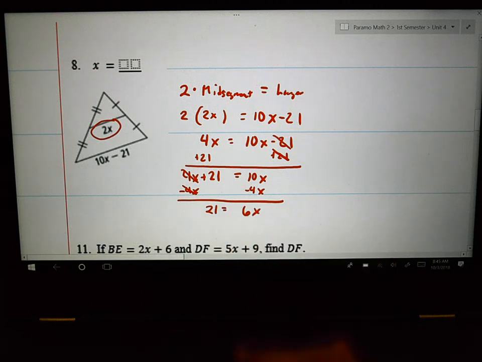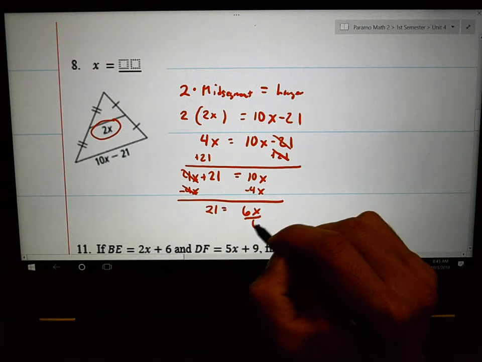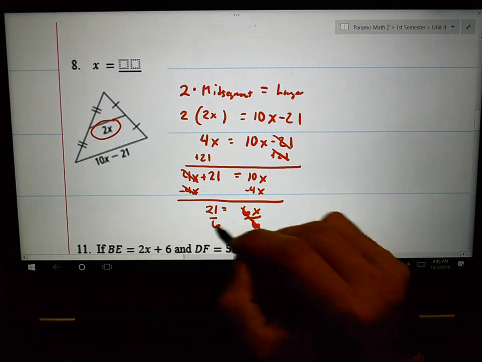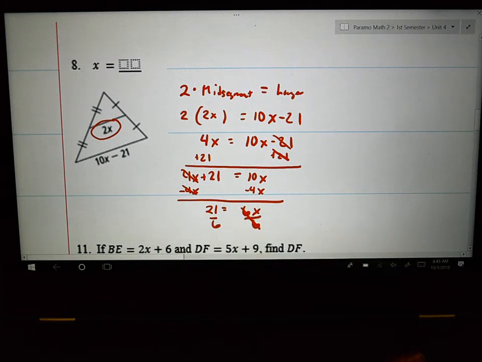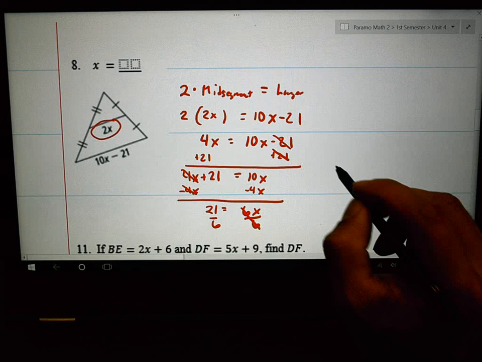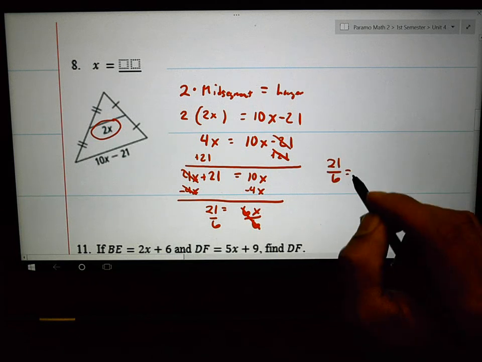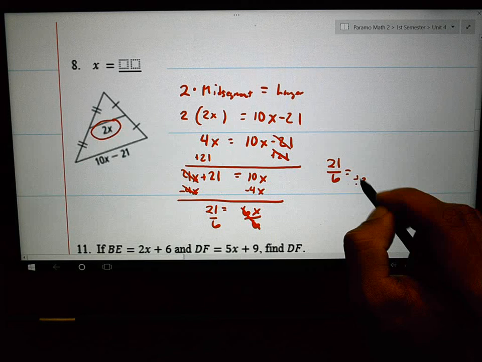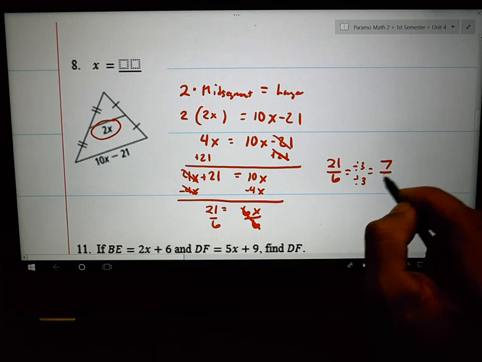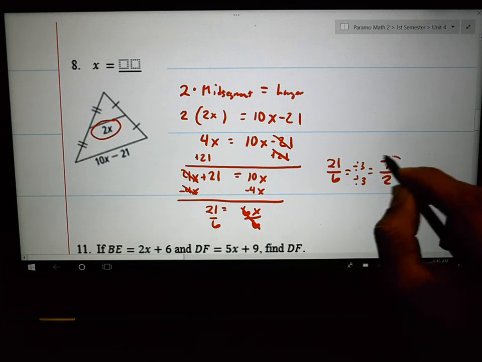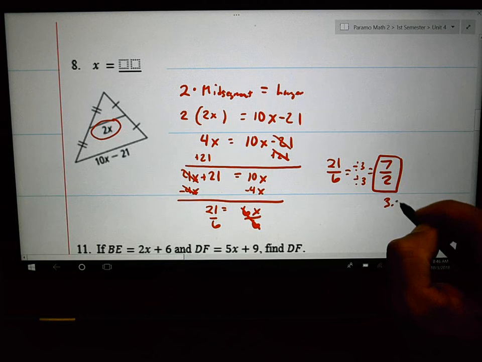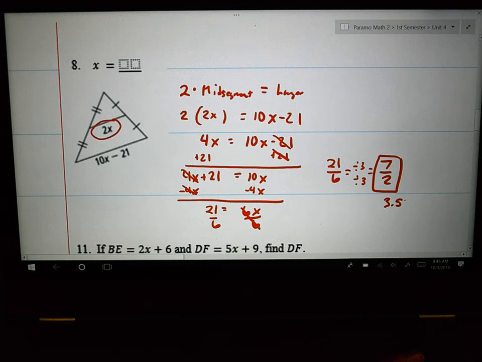And sometimes we're going to divide and it doesn't go in evenly. So all you do is reduce. You could take your calculator and do it, or you can just divide by 3 and divide by 3 and you get 7 over 2, which is the same thing as 3.5. I would accept either answer.